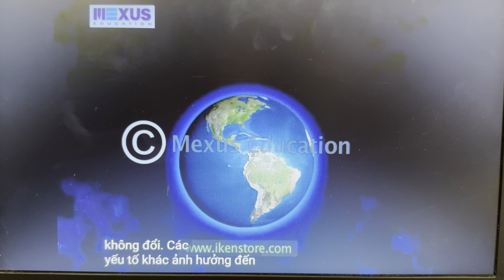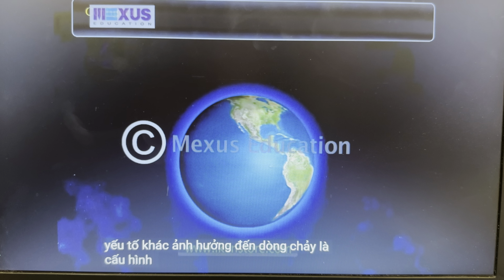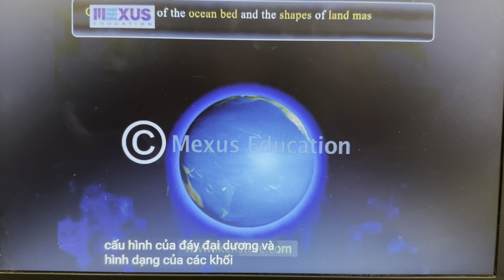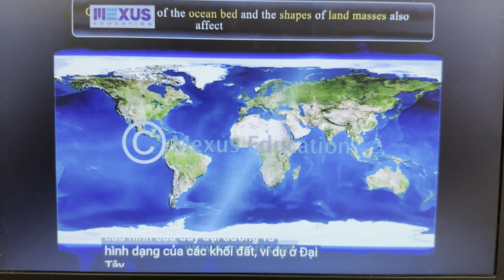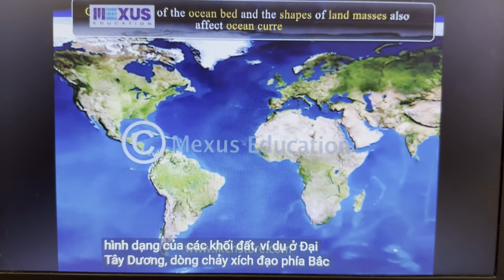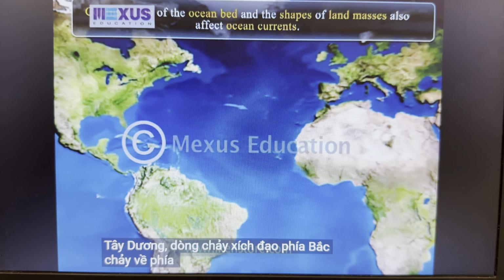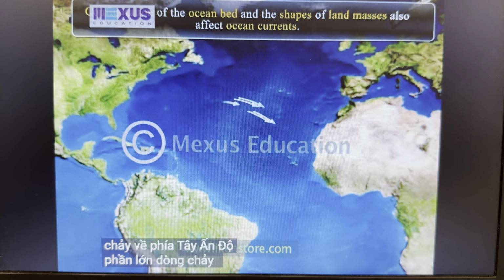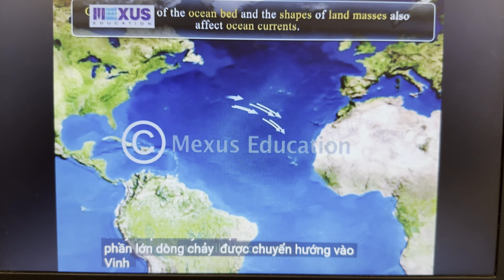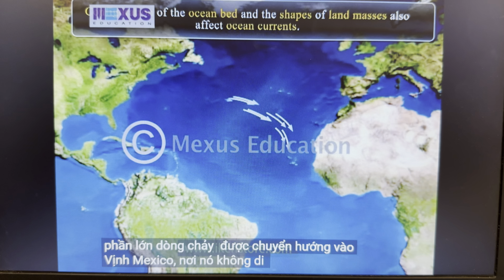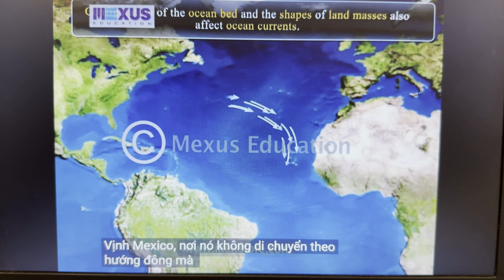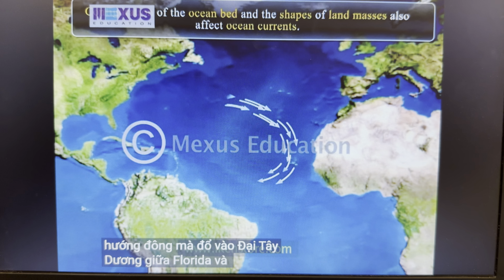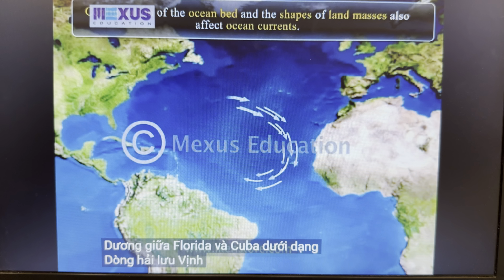Other factors affecting currents are the configuration of the ocean bed and the shapes of land masses. For example, in the Atlantic Ocean, the North Equatorial Current flows towards the West Indies. Most of the current is channeled into the Gulf of Mexico, where it veers northeastward, bursting into the Atlantic Ocean between Florida and Cuba as the Gulf Stream.